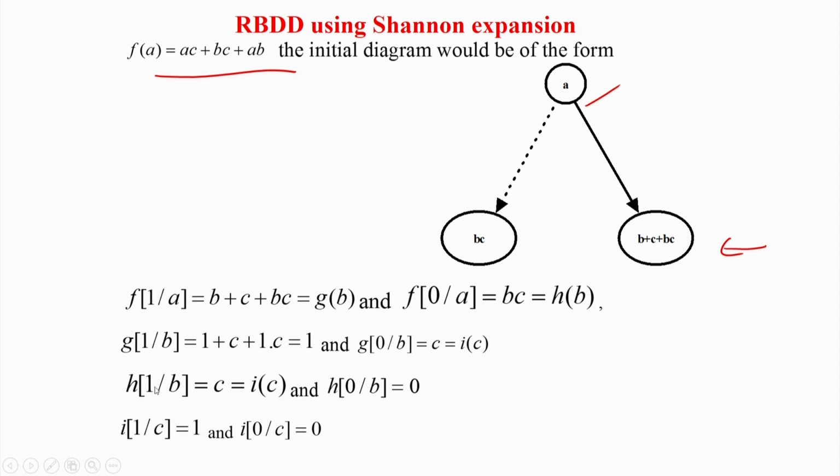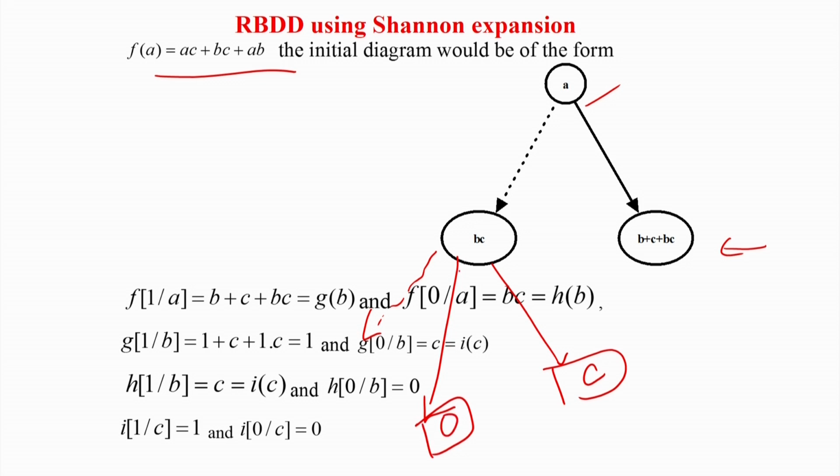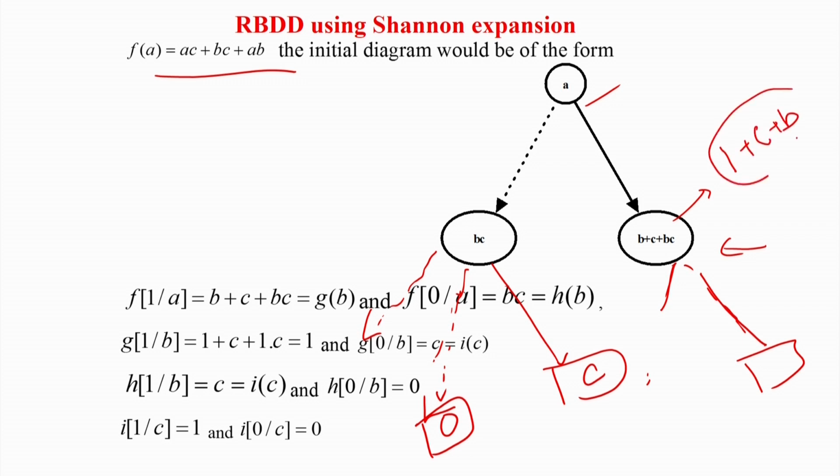Next, the same thing we do with B. This will be 0 and this will be 1. If B equals 1, you get the value of C over here, and if B equals 0, you directly get the value 0. This is a dotted line, this is a dotted line. Similarly, you represent this for the other branch. If B equals 1 over here, then it is 1 plus C plus B, which is nothing but 1, so I put a 1 over here. And if you make B equal to 0, you find that the answer is nothing but the node C.